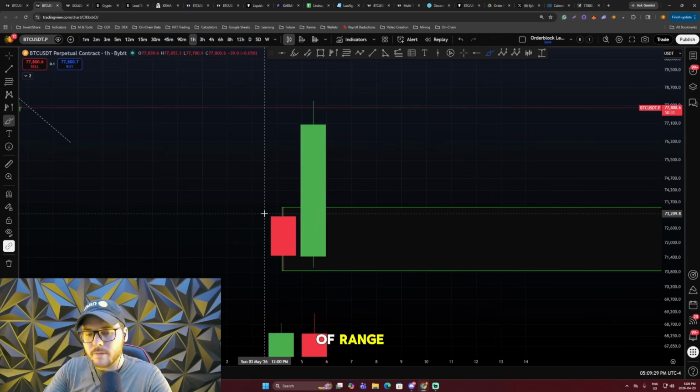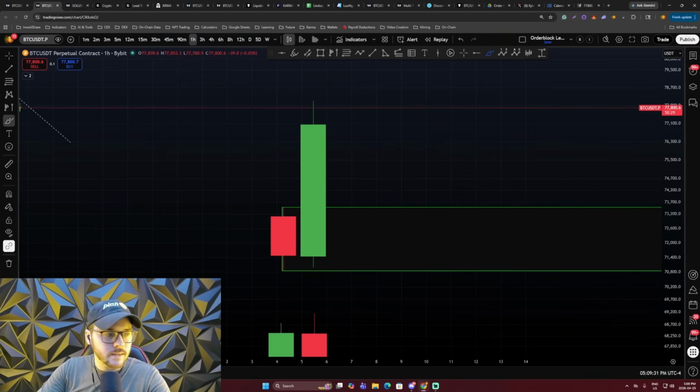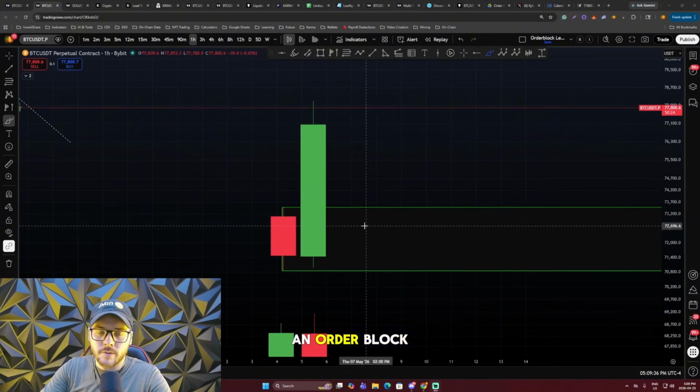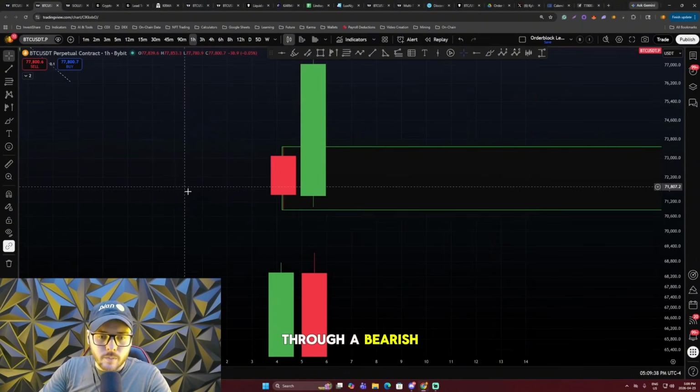But taking them at the bottom of a range, where there's a lot of buyer's interest, then it's usually a fantastic idea to look for a potential long off an order block.